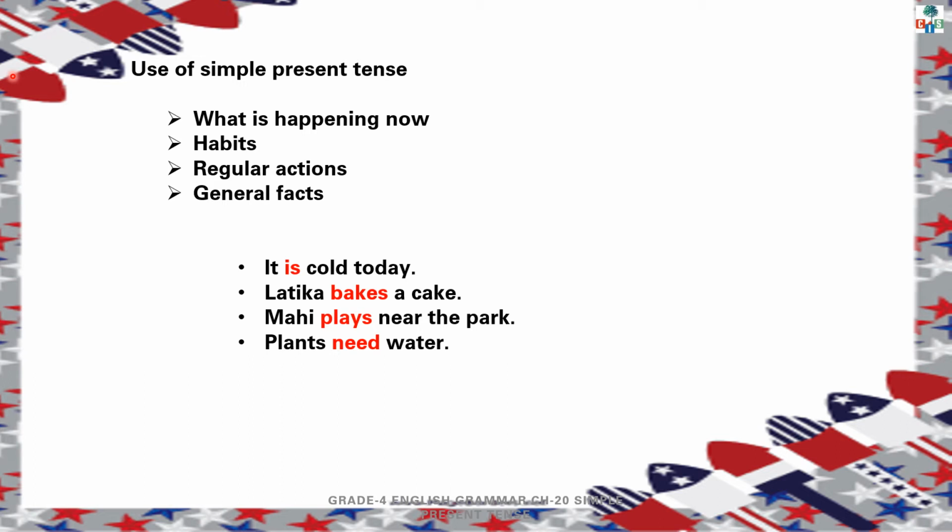So children, we use simple present tense for the actions which are happening now, for habits, for regular actions, for general facts. For example, it is cold today. Latika bakes a cake. Mahi plays near the park. Plants need water. So now children, let's start our exercise.